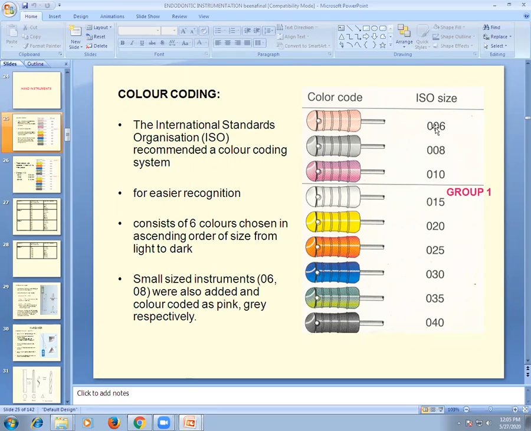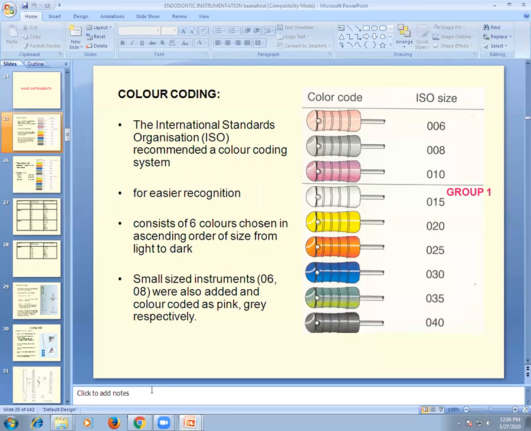So just want to revise, the number 6 file is pink colored, the number 8 file is gray colored, and the number 10 file is purple colored. Okay, you have to remember all these things because it's a very, very basic thing for root canal procedure. These three files are used for making the patency of the canal. That is, these are the first files to be introduced in the canal. Never introduce larger number files or you will create a ledge in the canal.